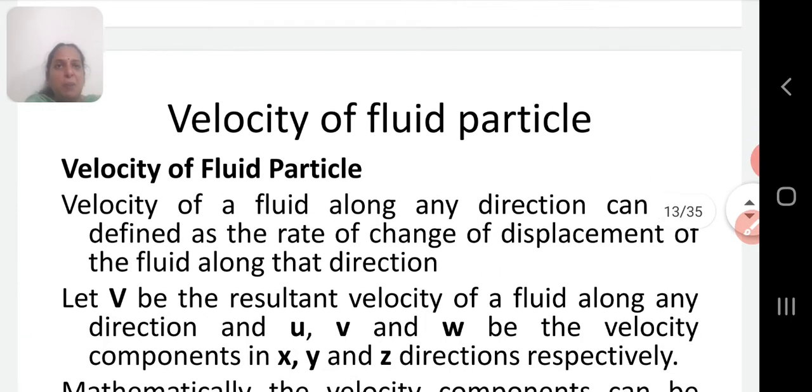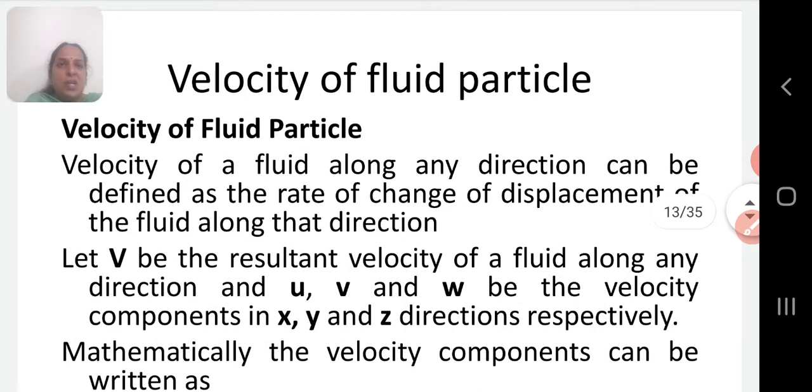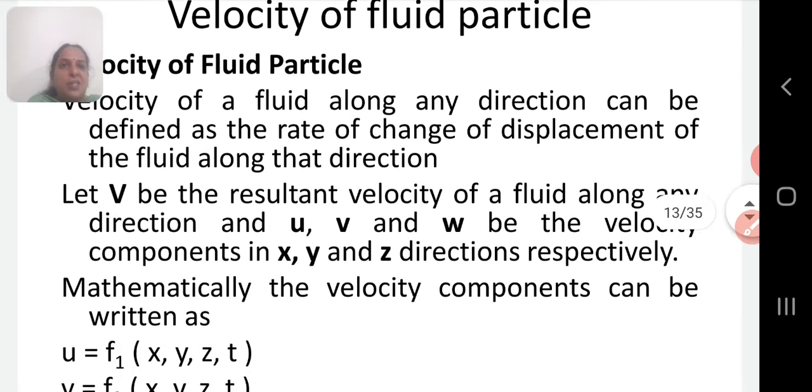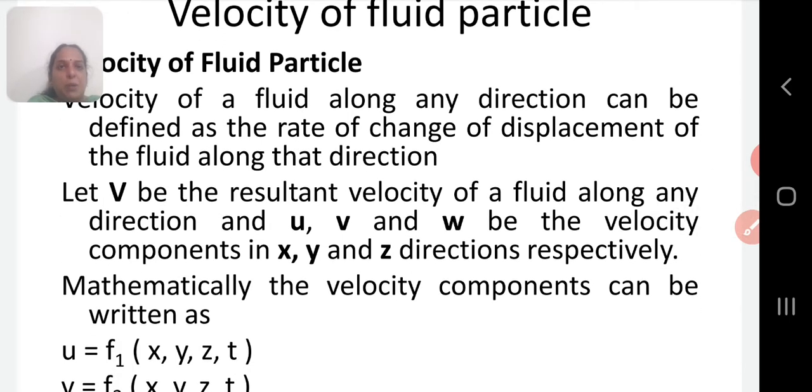Velocity of the fluid particle. So what is velocity? It is the rate of change of displacement of the fluid along that direction. Here we are considering the velocity of the fluid as V, the general velocity, but with respect to direction, we consider three velocities: u, v and w along the x, y and z directions respectively. So these are the velocity components in x, y and z directions respectively.